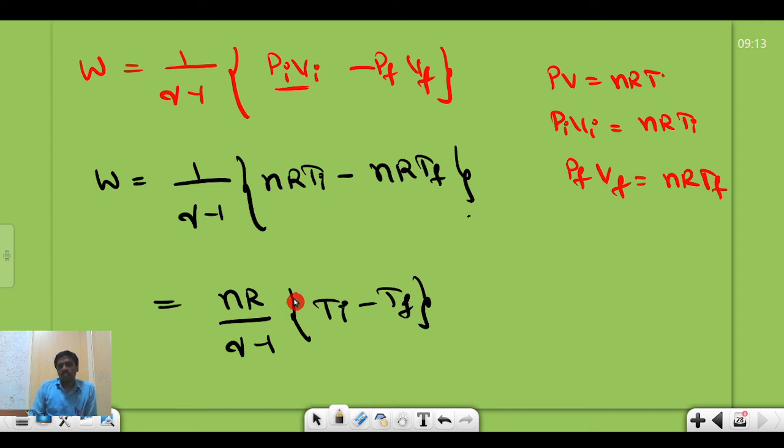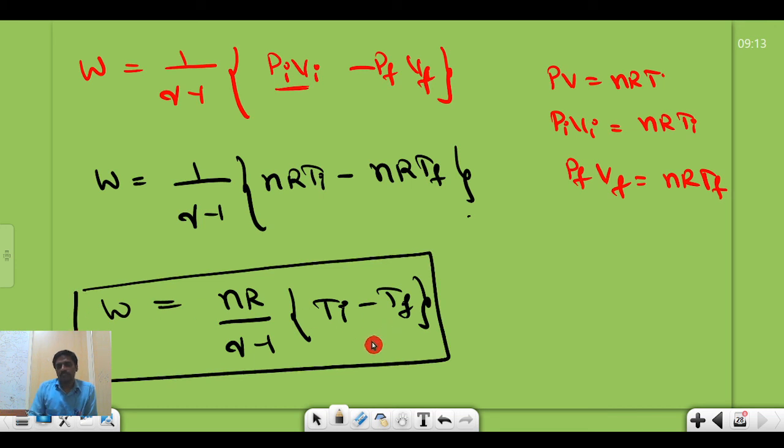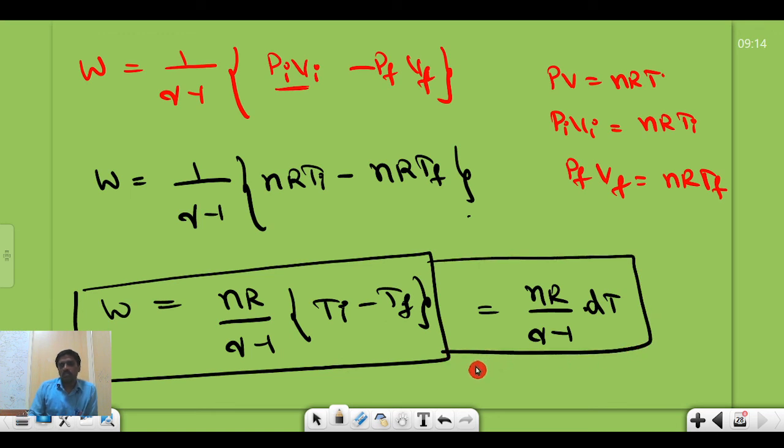So then we can write that this is the work done in the adiabatic process in terms of temperature. So this formula can be written as nR divided by gamma minus 1 into small delta T. This is also another form of the work done in the adiabatic process with respect to the temperature. I hope you understand the lecture. Thank you for watching. Thank you.